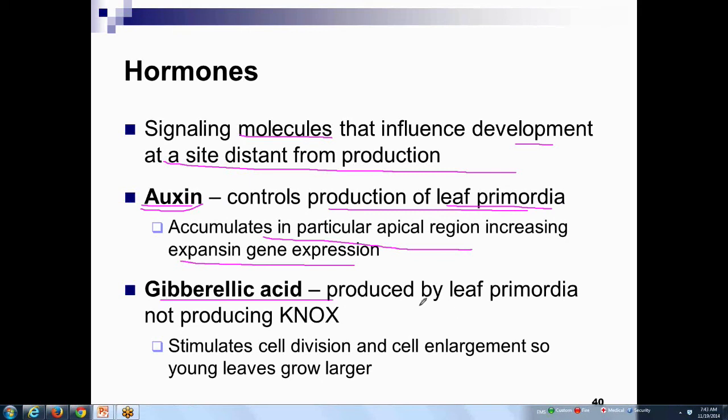Gibberellic acid is produced by leaf primordia, not producing KNOX. KNOX is something that shuts down the production of gibberellic acid, so it slows down the growth there. Because gibberellic acid is responsible for cell division and cell enlargement. So leaves get a lot bigger when you have gibberellic acid hormone around. But if the KNOX genes are expressing the KNOX product, then you'll see less growth of the leaves.